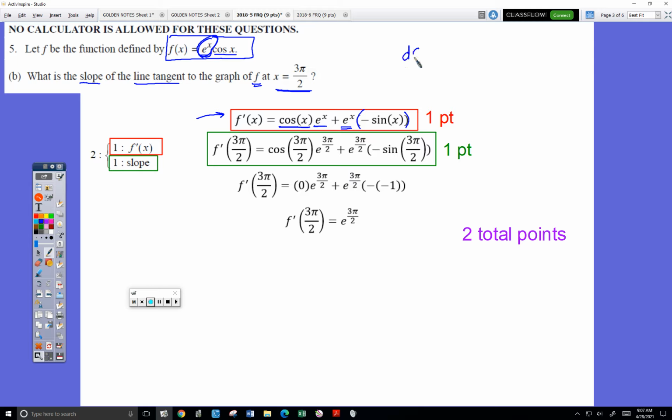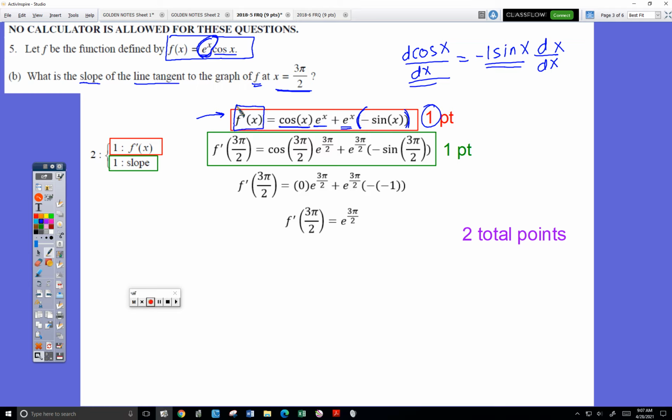But the derivative of the cosine of x is equal to negative 1 times the sine of x, multiplied by d over dx of the x. So therefore, the derivative of the cosine is negative 1 multiplied by the sine. 1 point for finding the formula for f prime.